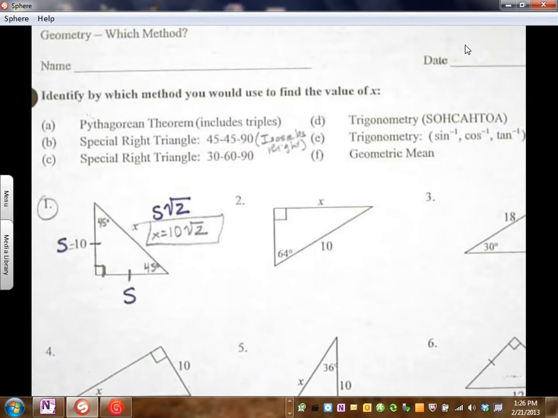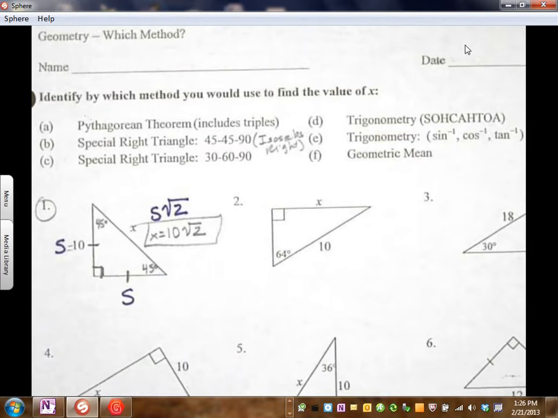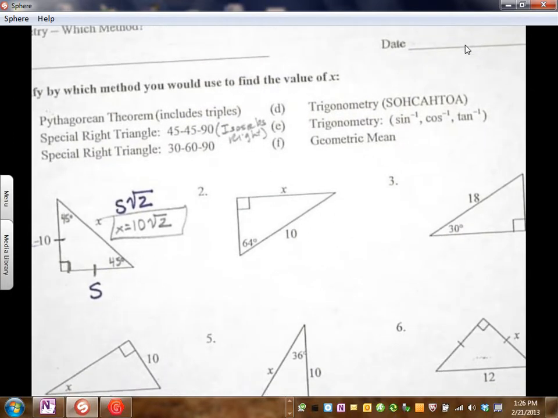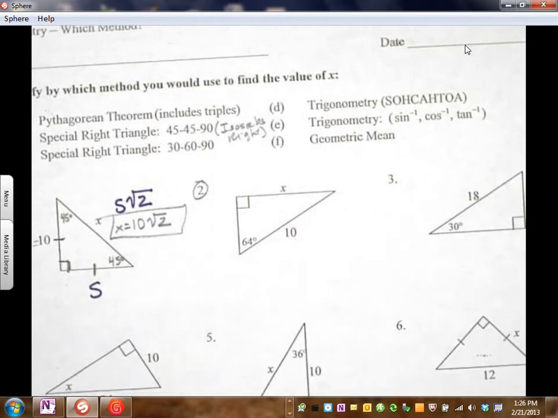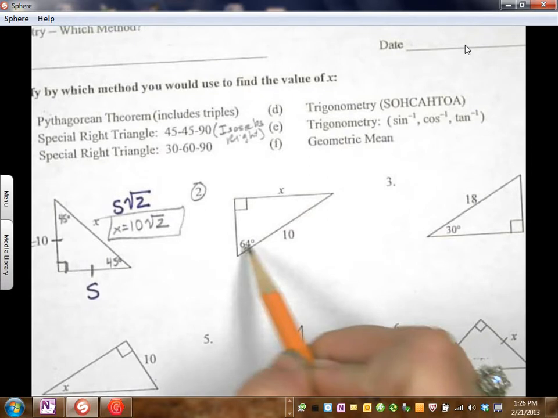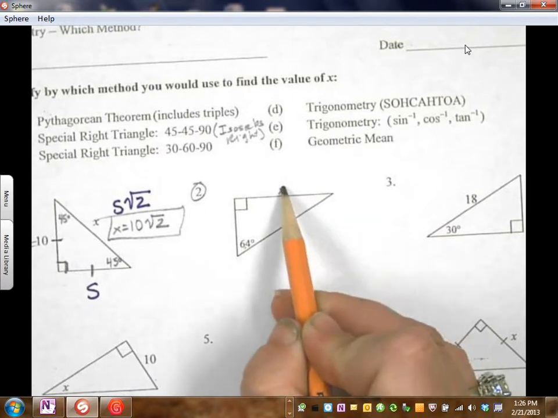That's why we like these special right triangles, is they are very quick to do if you have that kind of a triangle. But in reality, the majority of triangles you're going to come in contact with are not going to be 45, 45, 90s, or 30, 60, 90s, okay? So now let's look over here at number 2. At number 2, we have an angle, a side, and they want to know another side.